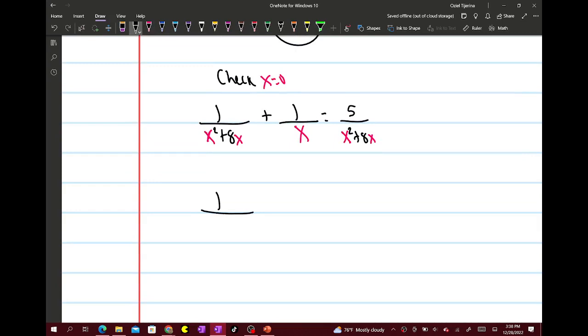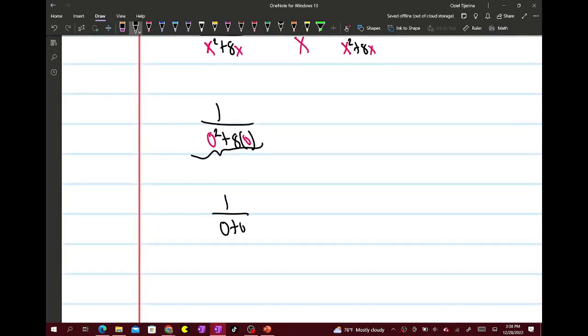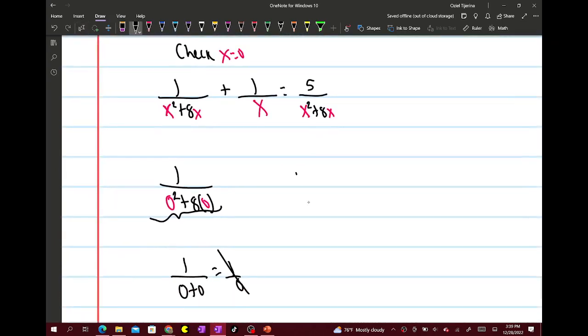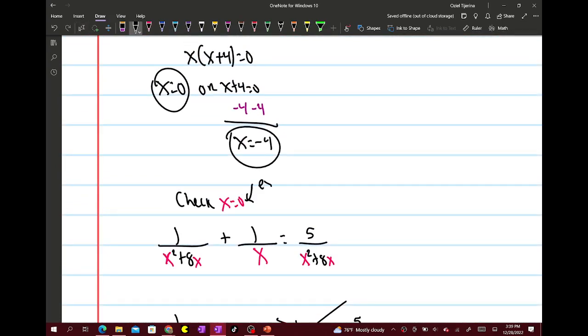Well, you do 1 over 0 squared plus 8 times 0. Just looking at this on its own, I already know this is extraneous, because this ends up being 1 over 0 plus 0, which is 1 over 0, and we cannot have that. This cannot work, because 1 over 0 plus 1 over 0 is 5 over 0, which, no. You can never have undefined, right? So this is extraneous.